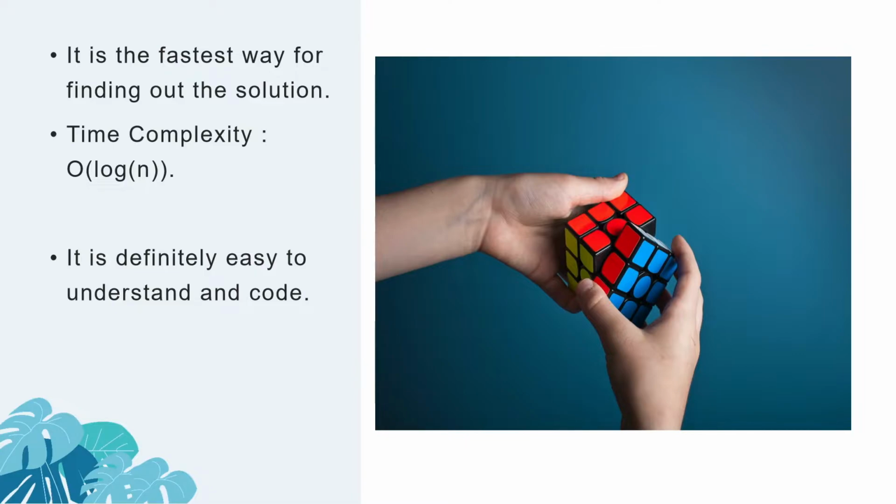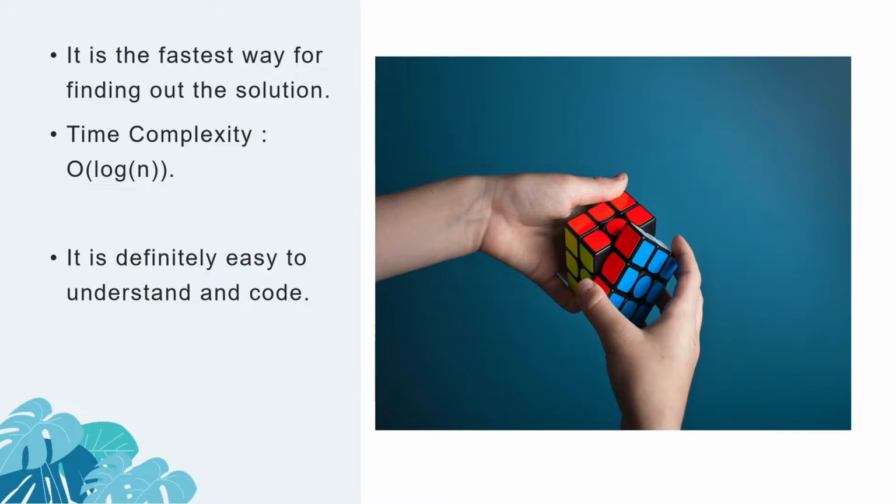So how does it work? Basically, it's the most optimal and the fastest way. The time complexity for this algorithm is big O of log n. So how is it the fastest way? As I've already told you, it splits your array into two halves, the left half and the right half. Your array needs to be in a sorted manner.